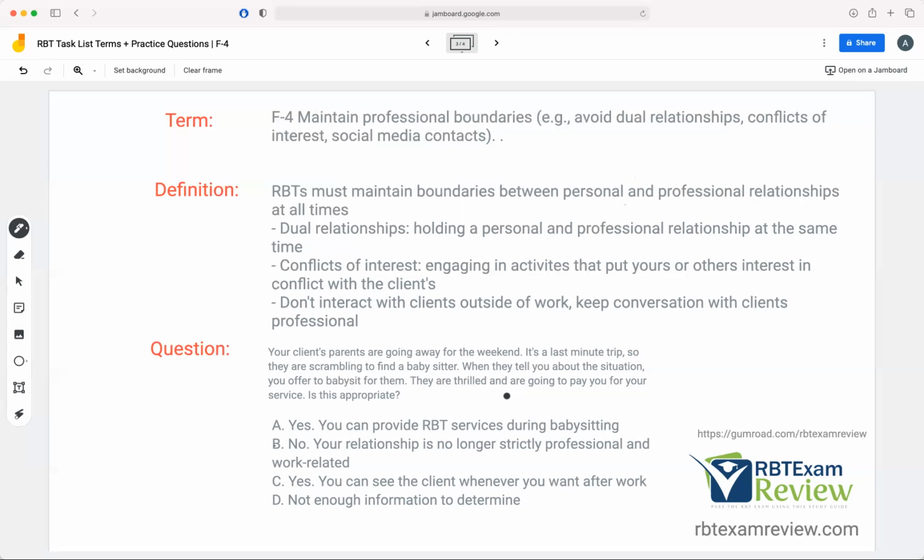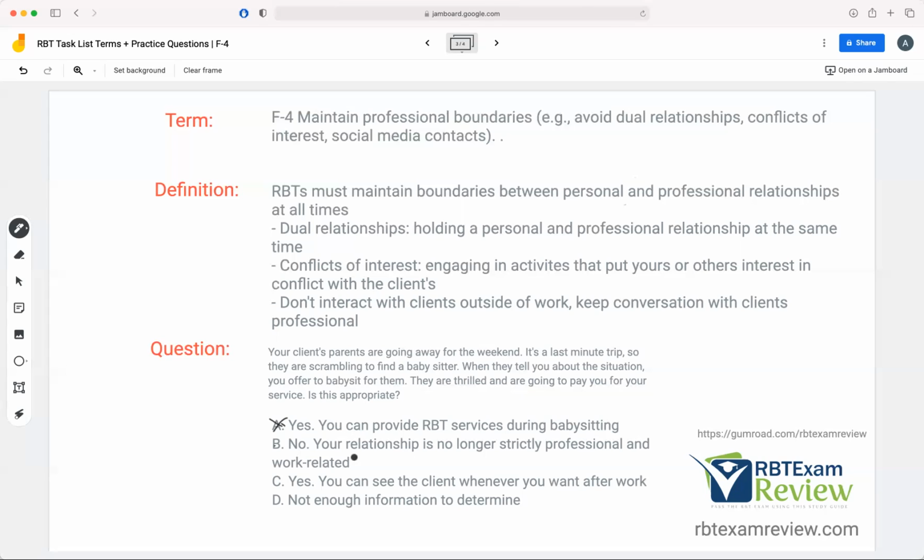So what did we just go over? Especially being offered to babysit is just a big no-no. So is this appropriate? Well, you should know the answer, but let's go over it. A, yes, you can provide RBT services during babysitting. That may be true. If the situation called for you to work as an RBT on the weekend and a guardian was there, and you were working in an RBT capacity, that's acceptable. Off the clock, different pay, going to babysit, not so much. That is crossing a line. It's a different relationship. Potential conflicts of interest. What if something happens while you're babysitting? Then there's a whole other world.